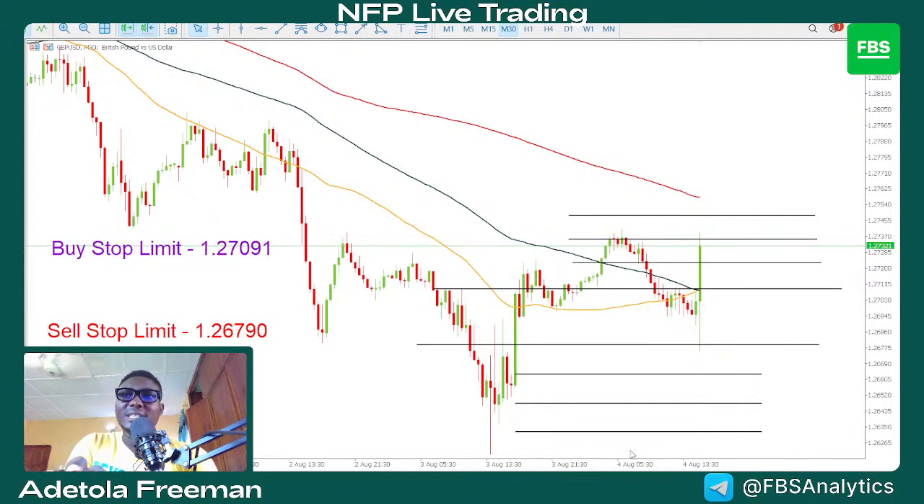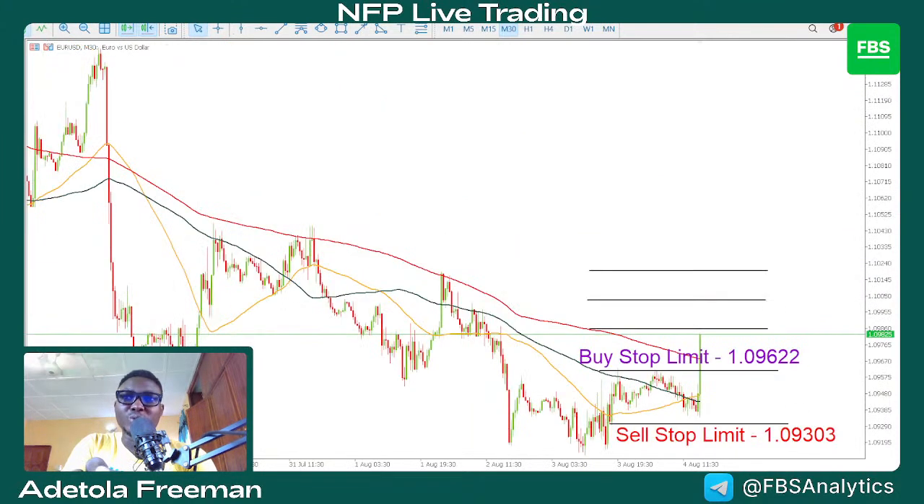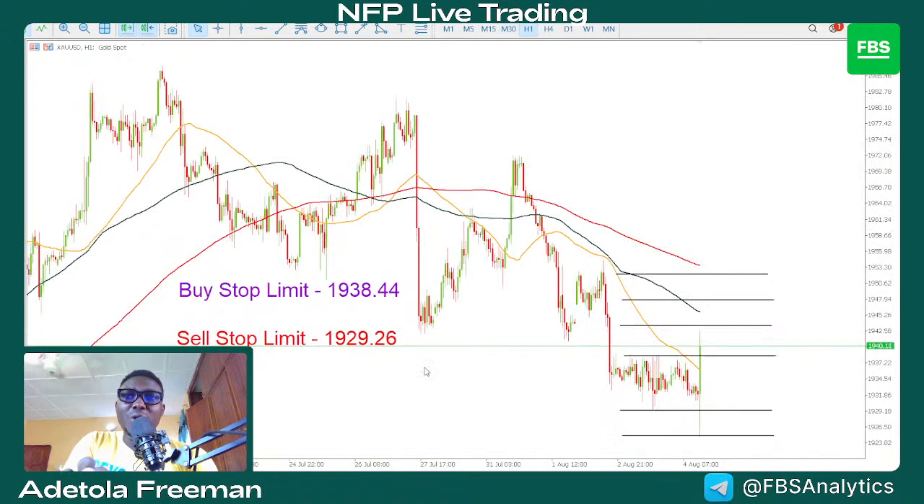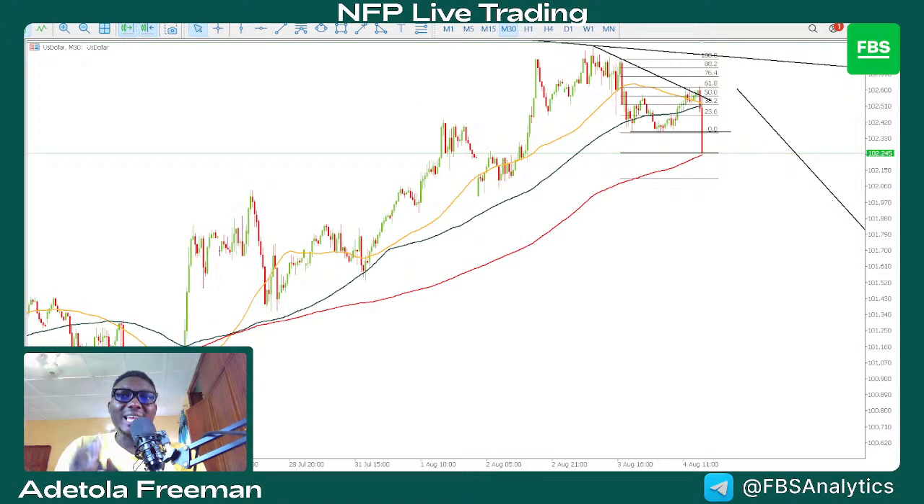This is GBP USD. It's already touched TP2 once more. This is Euro USD. We've already touched TP1 on Euro USD. And this is gold. Gold is approaching TP1. So for me, guys, I think that I have done quite well.